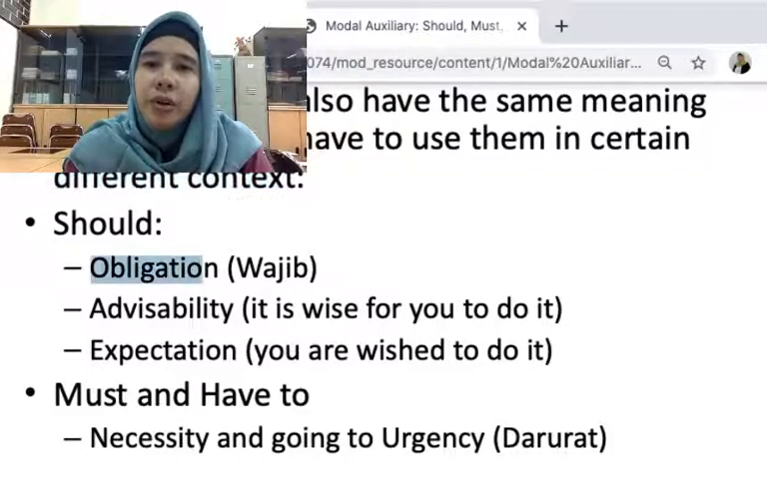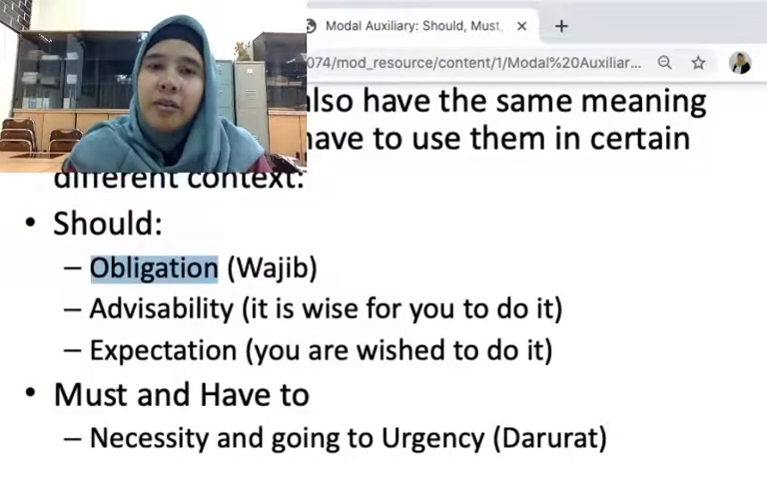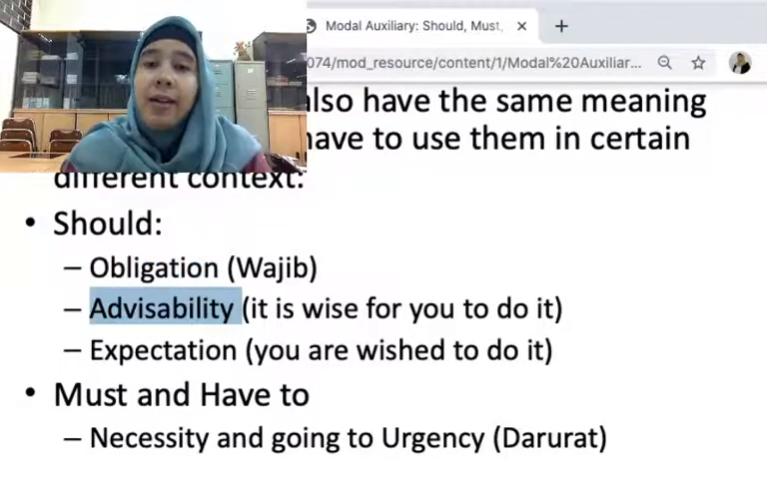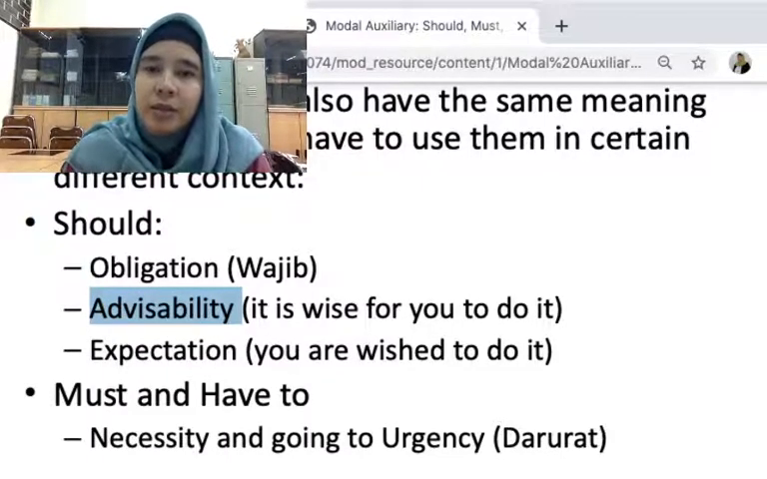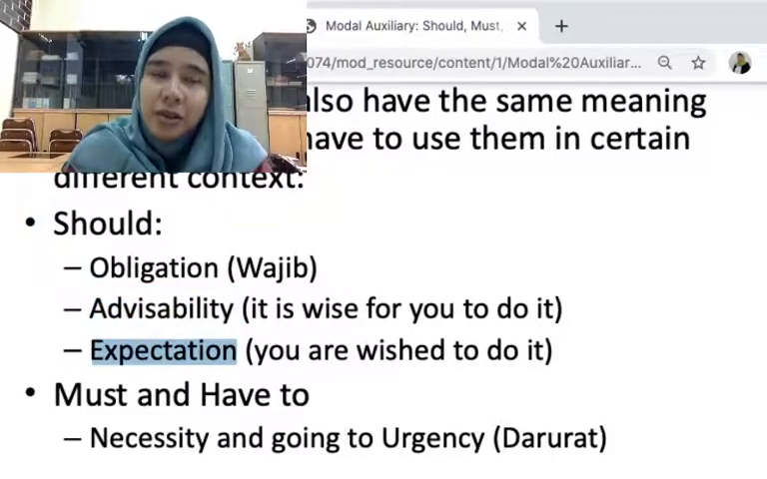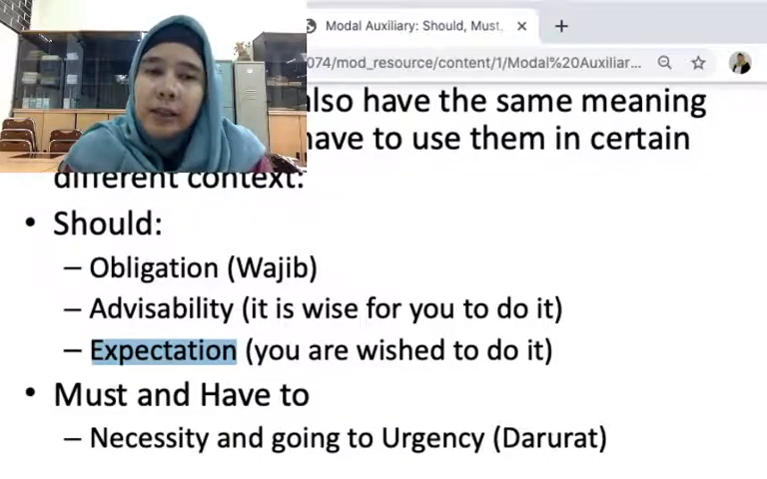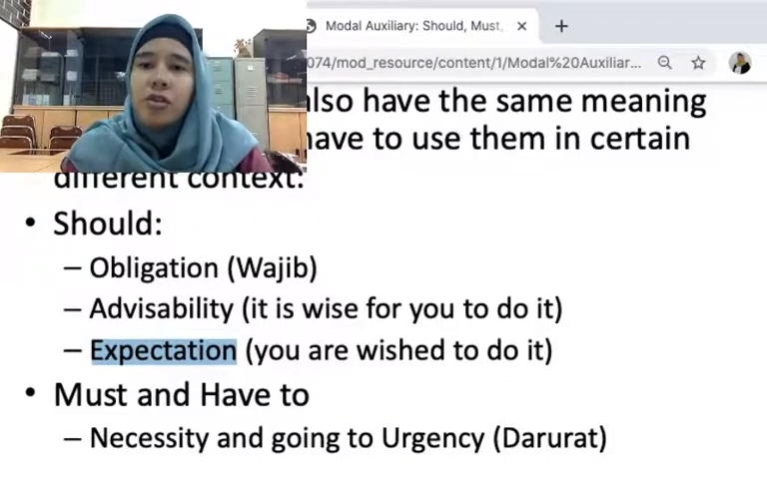Let me start with the word should. Should is used for, one, obligation. So if you think that you are obligated to do something, you might use should. Wajib. Okay, next is advisability, aka advice. If it is wise for you to do it, so you might want to give some advice to someone, you can use the word should. Next is expectation. It means you are expected to do something. If someone asks you to do an activity, you are wished to do something.